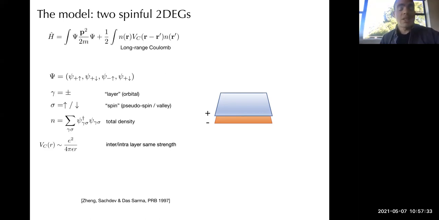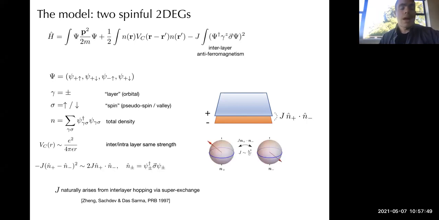The next component is the long-range Coulomb interaction. And here the long-range Coulomb interaction is only the total density. So you could think of it as SU(4) symmetric. So we're not letting the two layers interact less weakly with each other. And then the final ingredient in the Hamiltonian is I want to put on a weak antiferromagnetic coupling between the spin density and the two layers. So the strength of this term is J.